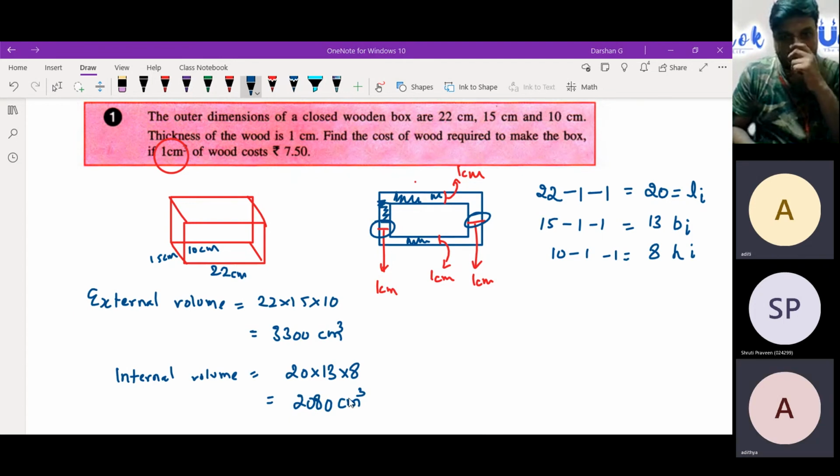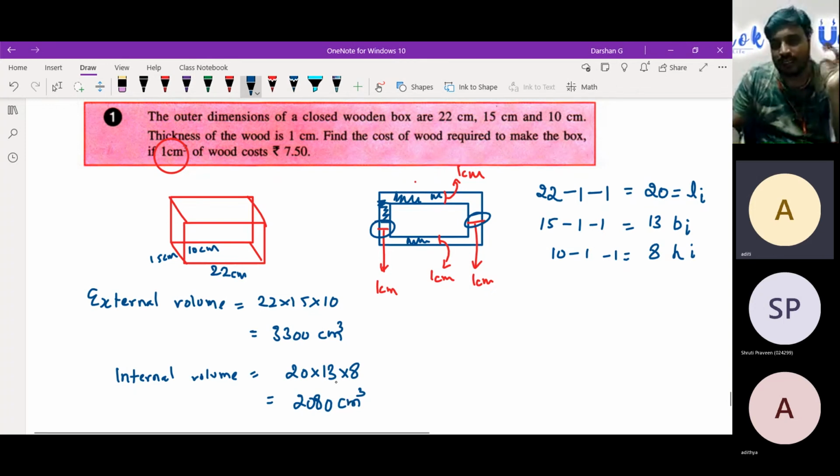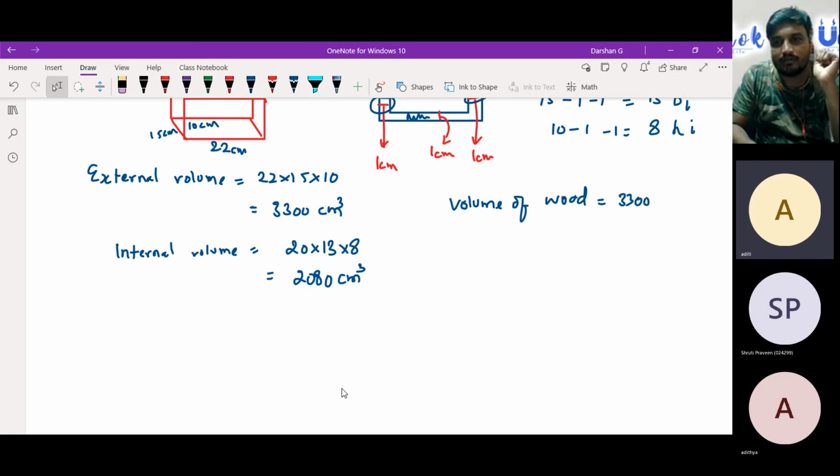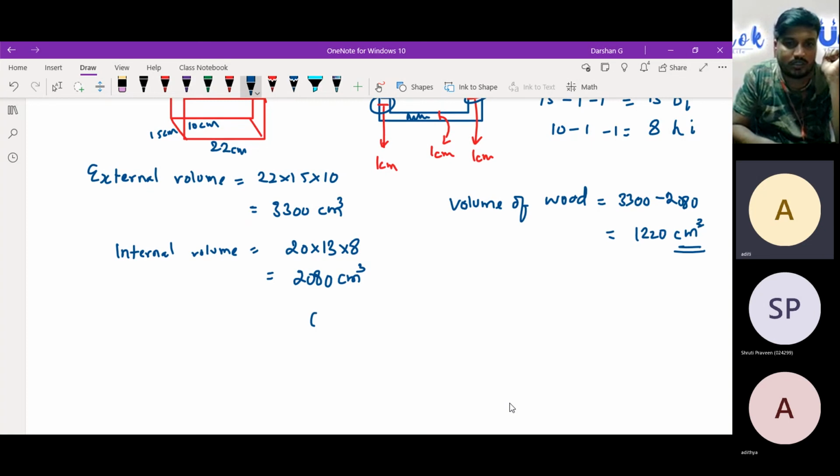Yes, Aditya. Okay, it comes up to 2080 centimeter cube. So what's the volume of the wood? Volume of wood would be equal to external minus internal. So that will be 3300 minus 2080. When you subtract it, it comes up to 1220 centimeter cube. Now find the cost. Cost is equal to 1220 into 7.5. The answer is 9150.